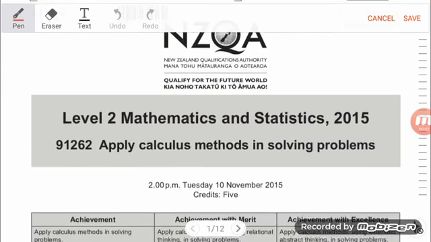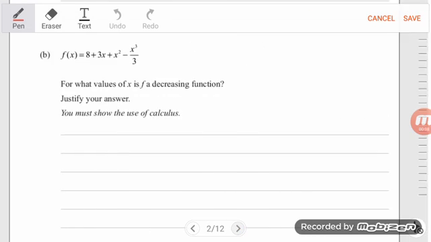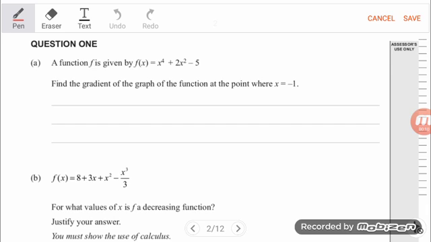Welcome to the breakdown of the 2015 Calc exam. Like all past exams, this should be available on the NZQA website. And like the probability 2014 or 2015 exam, I don't remember which it was, I'm breaking this one into 6 parts as well.